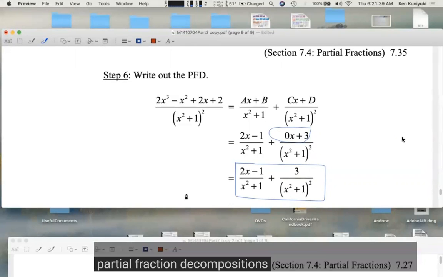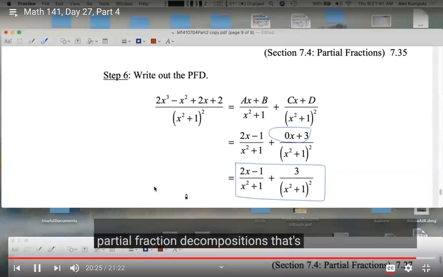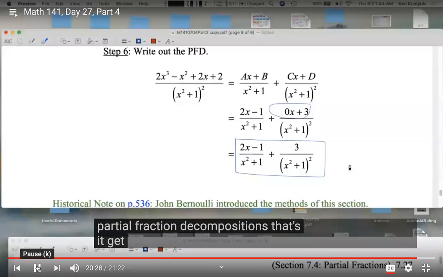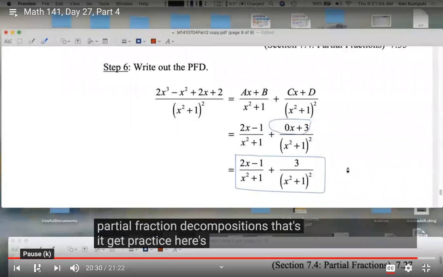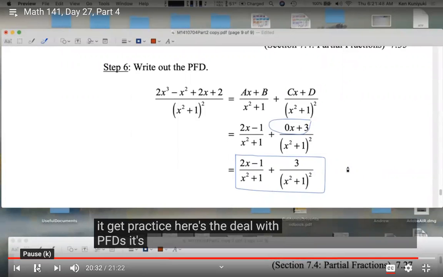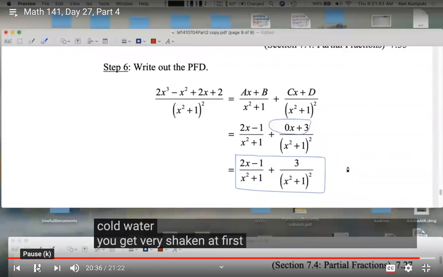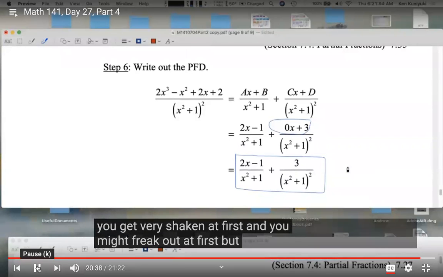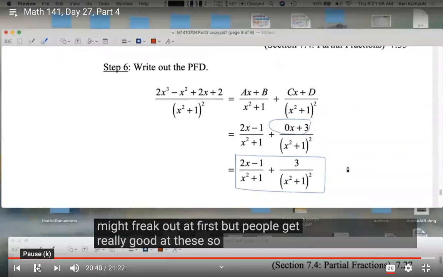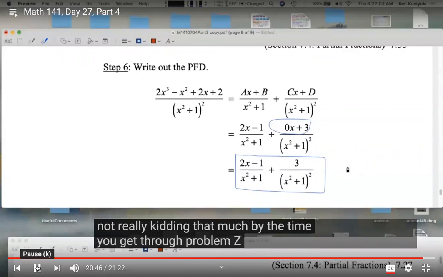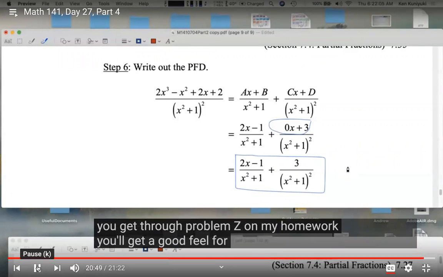Partial fraction decompositions. That's it. Get practice. Here's the deal with PFDs. It's like sticking your feet in the cold water. You get very shaken at first, and you might freak out at first, but people get really good at these. By the time you get through problem Z on my homework, you'll get a good feel for partial fractions.